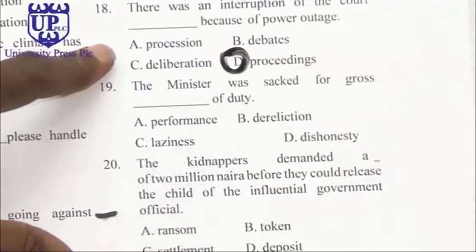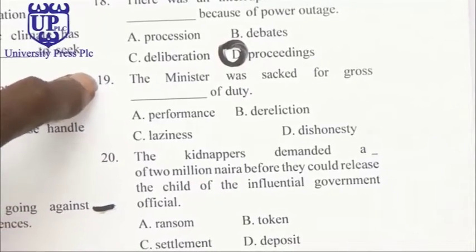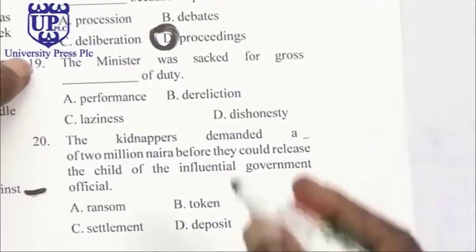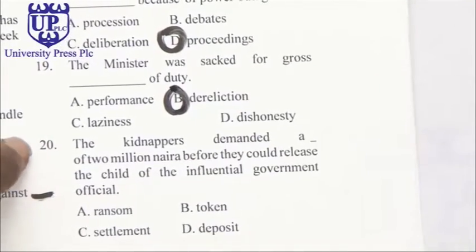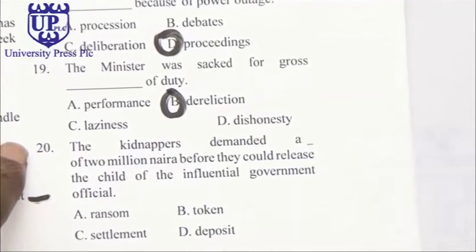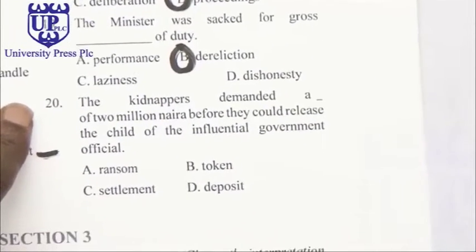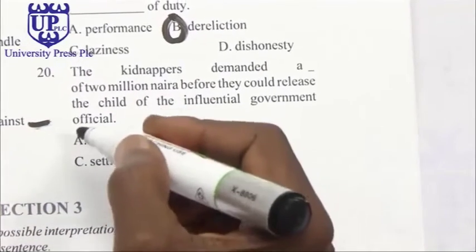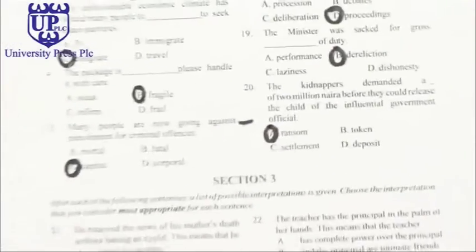Court proceedings. The minister was sacked for gross what? Gross dereliction of duty. B. The kidnappers demanded a ransom of 2 million naira before they could release the child of the influential government official. What did they demand? Ransom. A popular one. Ransom. Right, let's go on to section 3.